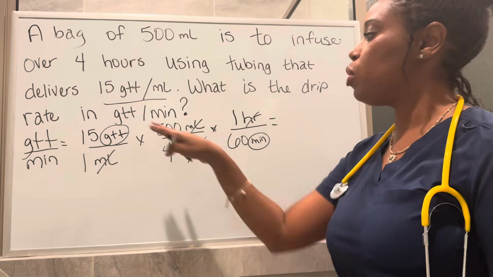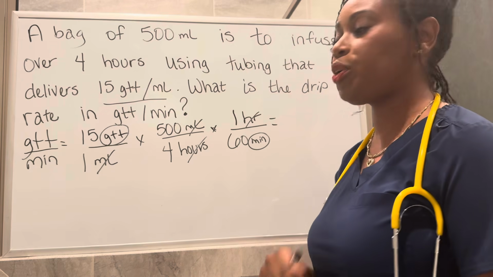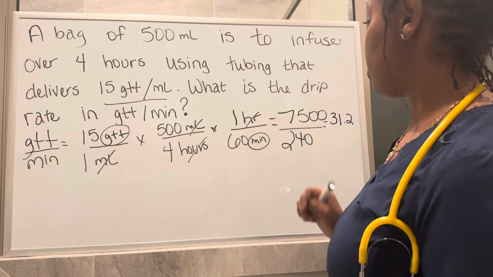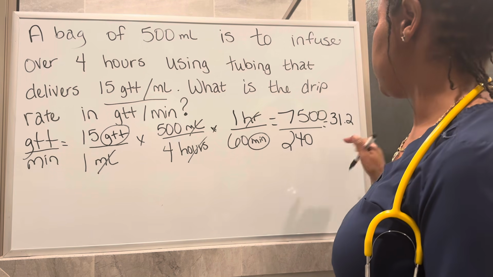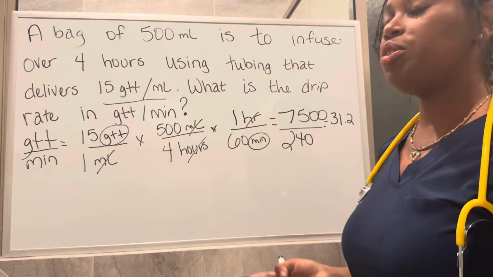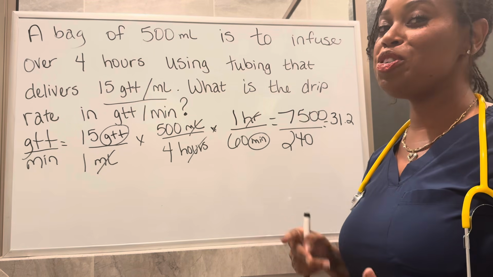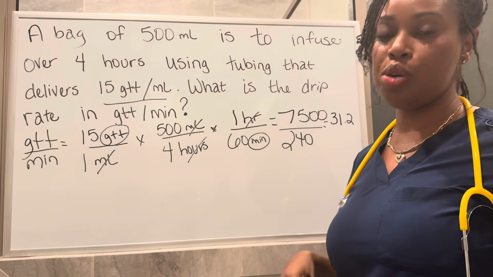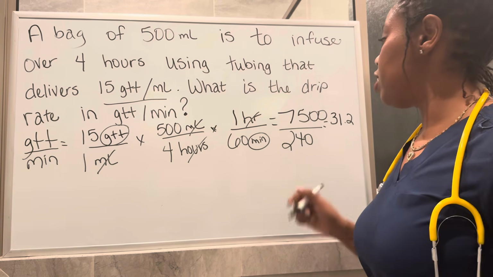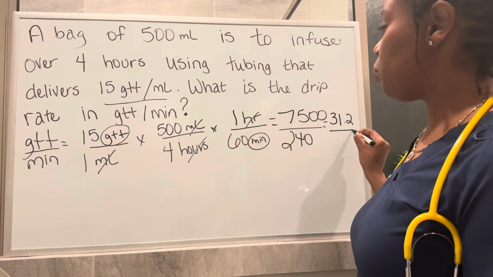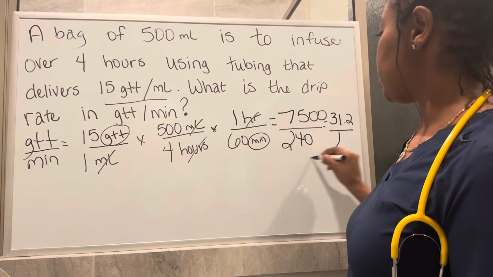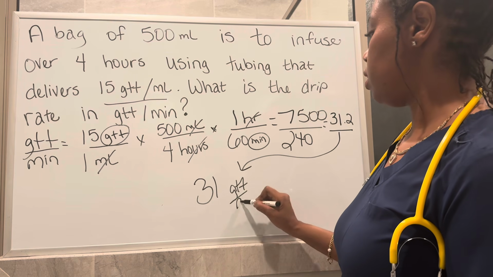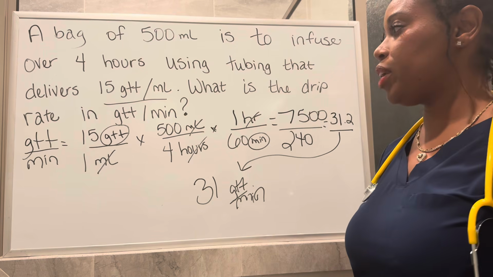All you gotta do is multiply across, and it's easy as 1, 2, 3. At this point, I have 7,500 divided by 240. That's gonna give me 31.2 drips per minute. And as you know, I don't know actually if you do know, but you can't set a pump to half a drip. It's either gonna be a drip or it's not gonna be a drip. Okay, so if you're left with 31.2 drips per minute, you're just going to convert that to 31 drips a minute. So there we go, that's our answer.